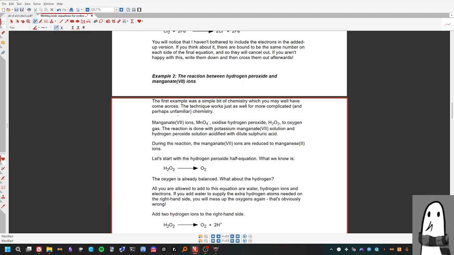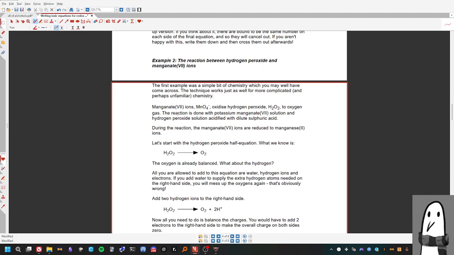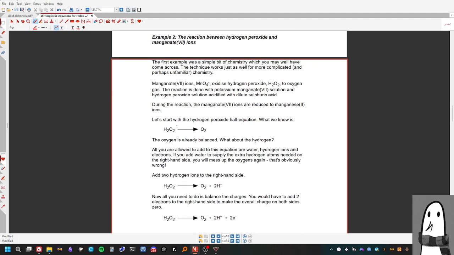Now we have a more complex reaction. The first one is a simple bit of chemistry that you'll probably come across, but the technique works just as well for more complicated and unfamiliar chemistry. Now we have MnO4 minus, which oxidizes hydrogen peroxide, H2O2, to oxygen gas. So H2O2 gets oxidized, so it loses electrons to form oxygen gas. And so the manganate will be reduced, so it will gain electrons. The reaction is done with potassium manganate solution and hydrogen peroxide solution acidified with dilute sulfuric acid. Okay, so since it's an acid, we can add H plus ions.